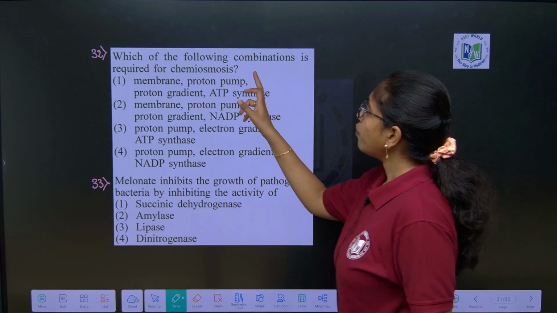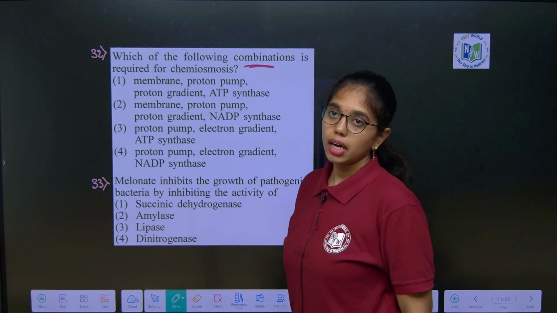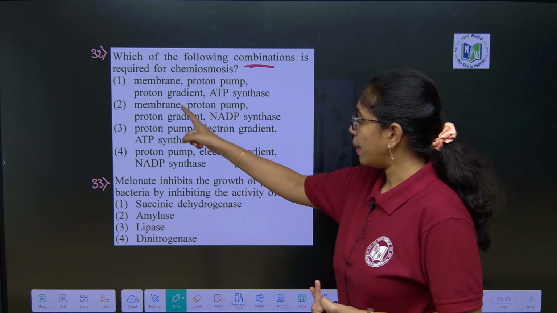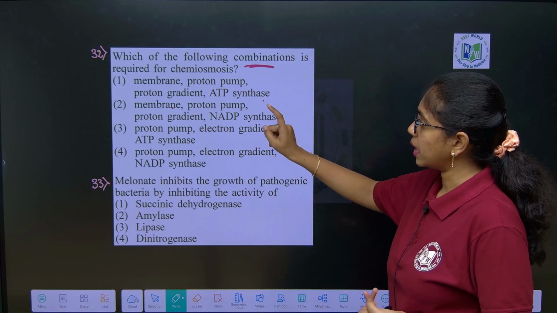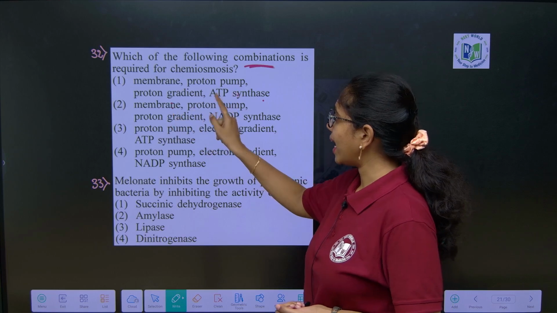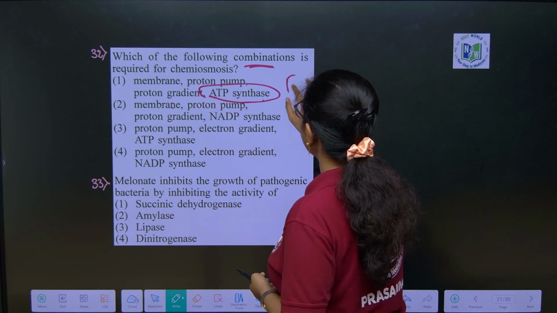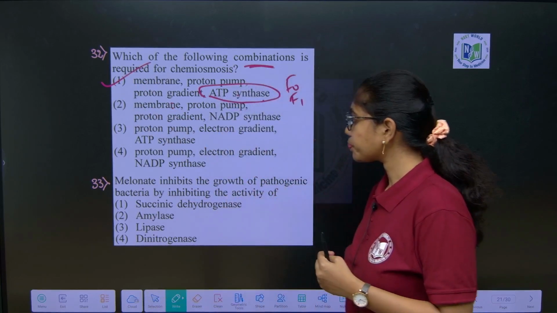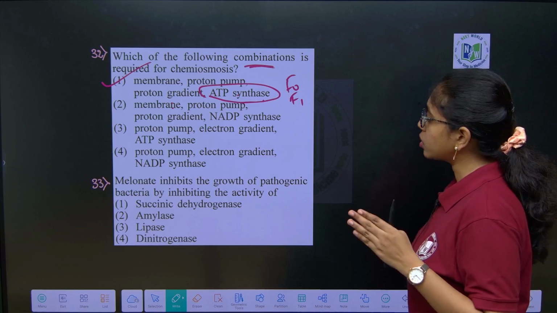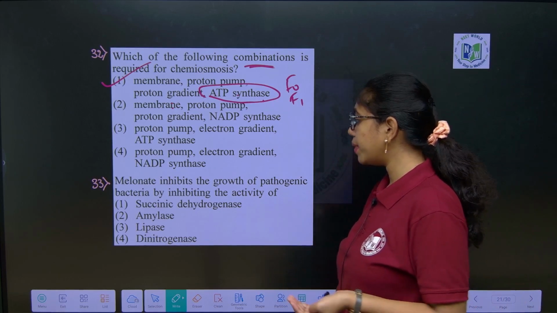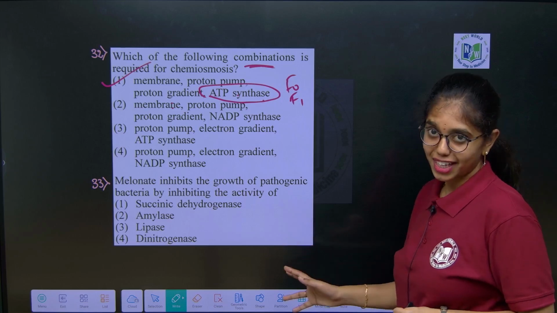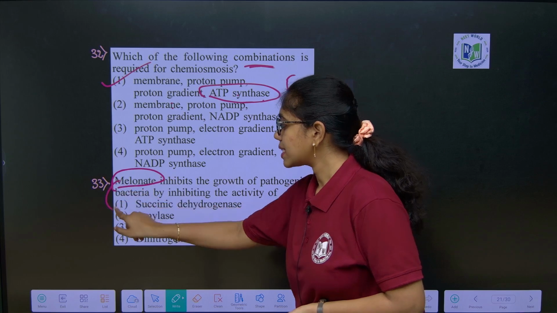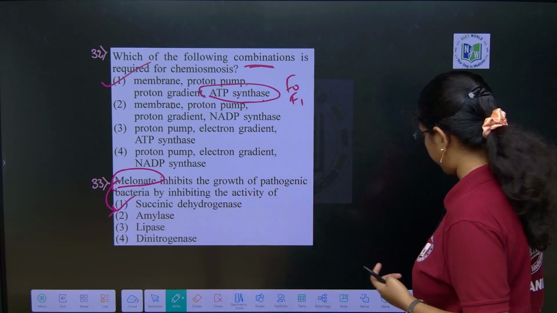Next, which of the following is the combination required for chemiosmosis? For chemiosmosis, we need membrane, proton pump, proton gradient and ATP synthase, that is the F0, F1 pump. Okay. So, here it is option 1. Next, malonate inhibits growth of pathogenic bacteria by inhibiting the activity of... This I can see a second or third time. Malonate will inhibit the activity of succinate dehydrogenase, that is option 1.